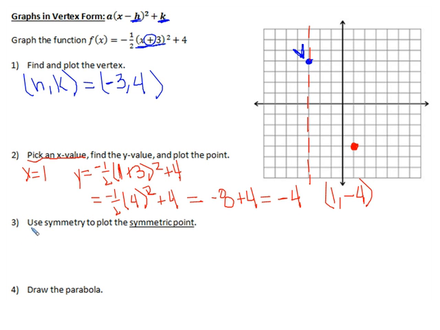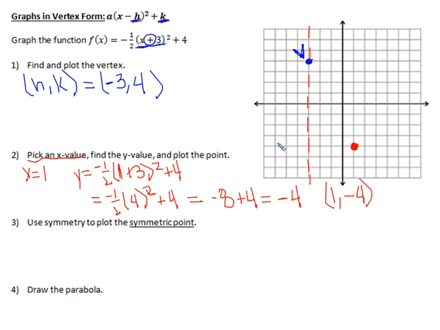And step 3, just like we did before, is we're going to use symmetry to help us out. So again, this is the point we know. This is our mirror, kind of our barrier. We want to find the point that would match up with this one if we were to fold it. Notice how this point is 1, 2, 3, 4 units, 4 tick marks away from our axis of symmetry. I want to go 4 tick marks in the other direction.